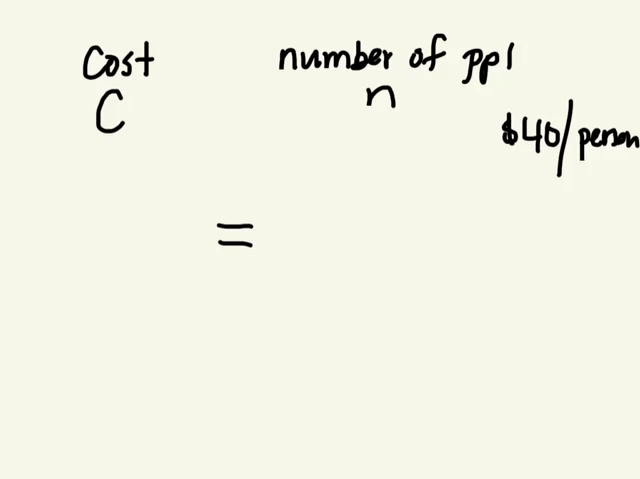An equation has an equal sign, right? What am I calculating? Am I calculating the number of people, or am I calculating the total cost? Cost. So it's going to be cost is equal to something. Well, if we're told that it's $40 per person, is there any other additional fee, or is it just $40 a person to attend? So what would the equation be if we're just relating people and cost? What's the equation? Cost is equal to, yep.